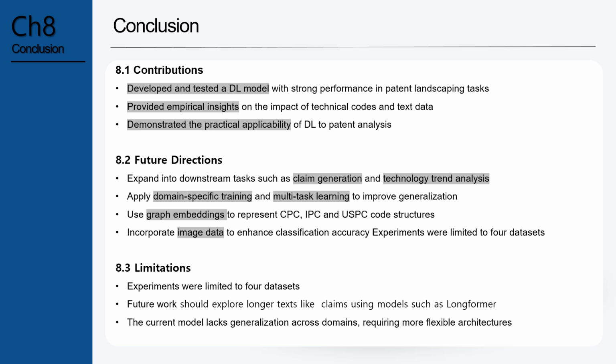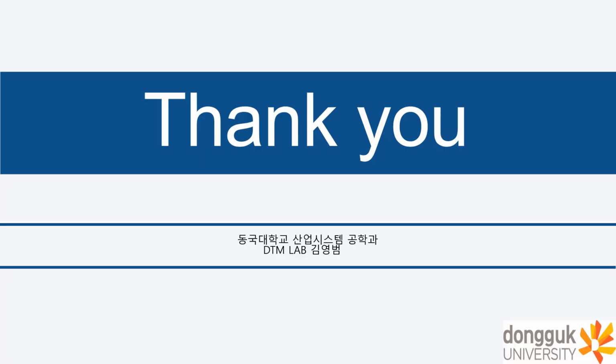For limitations, the experiments were limited to just 4 datasets, which may affect generalizability. The model also didn't handle longer text like patent claims, though future work could explore that using models such as Longformer. Lastly, the current model struggles to generalize across different technical domains, indicating a need for more flexible architectures.